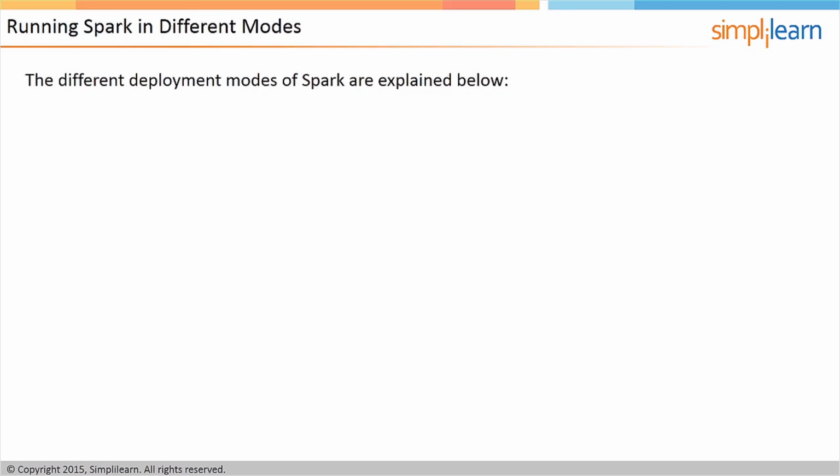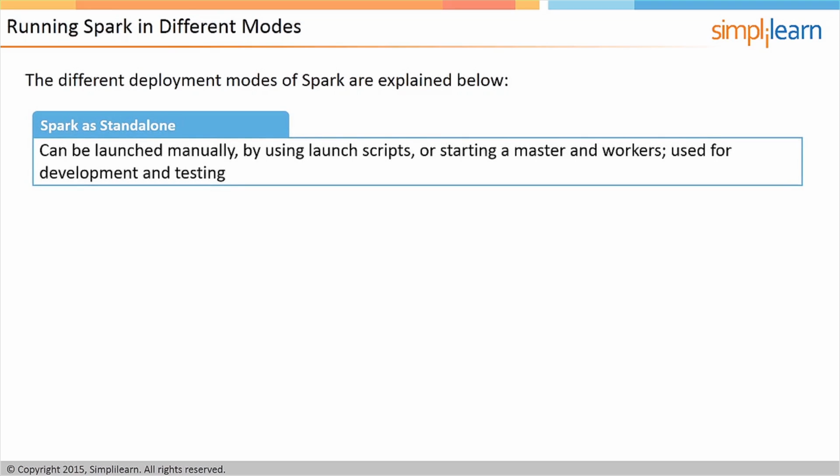The different deployment modes of Spark are explained on the screen. The standalone mode is a simple one that can be launched manually by using launch scripts or starting a master and workers. This mode is usually used for development and testing.